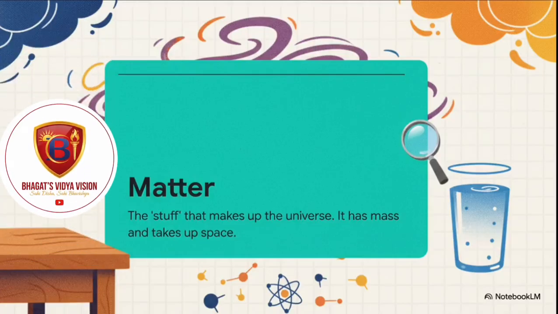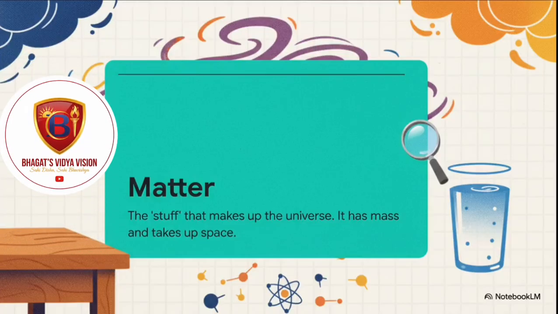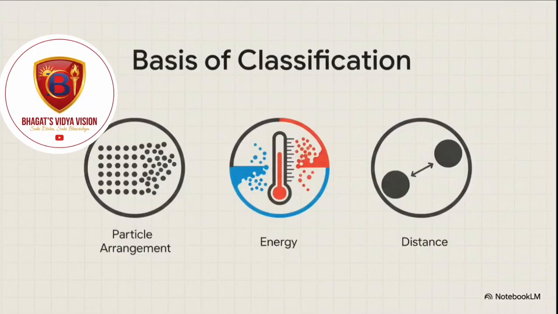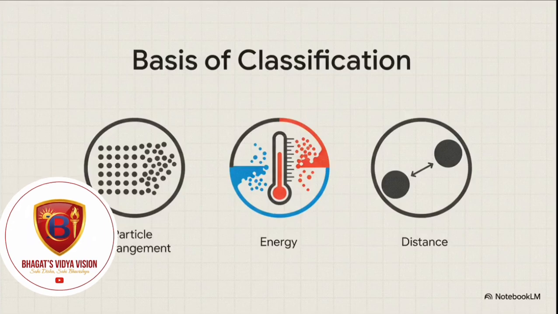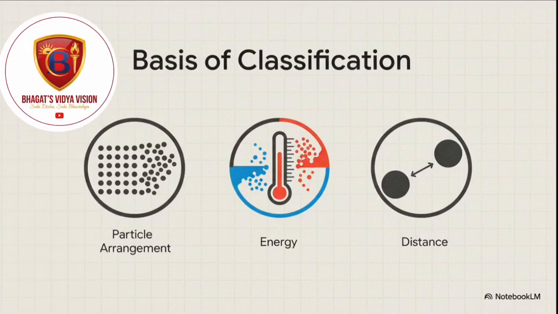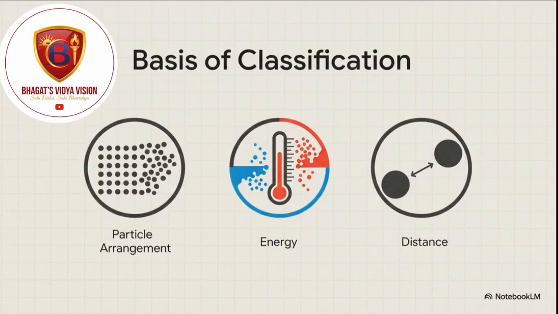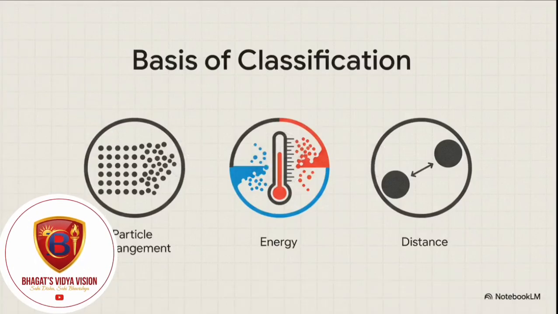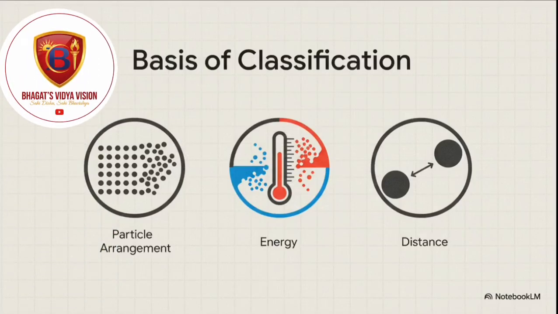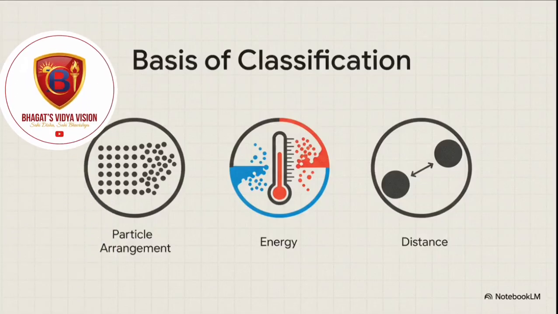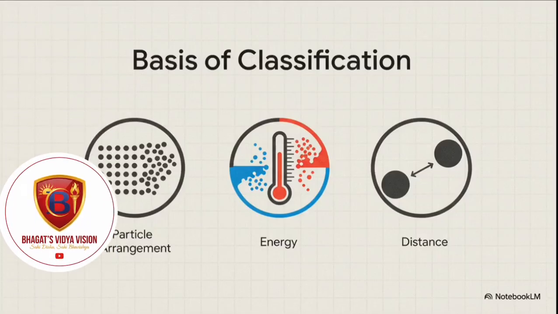But here's the big question, right? How does this one basic stuff create so many different things? The main point here is that it all comes down to the tiny, tiny particles that everything's made of, and how they behave is based on just how they're arranged, how much energy they have, and the distance between them. That's it. That's the secret code that determines if something is solid, liquid, or something else entirely.